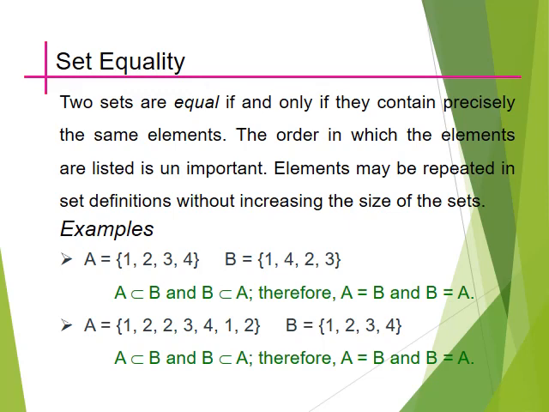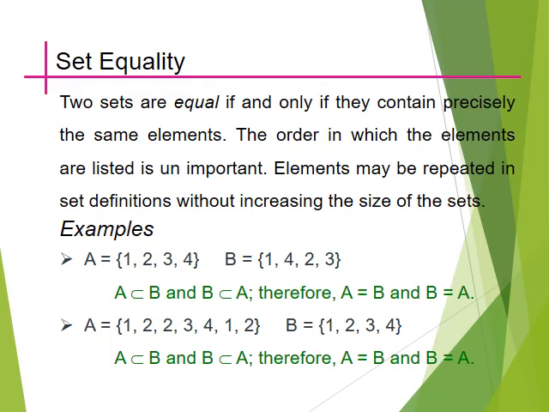For example, we have the set A as {1, 2, 3, 4} and set B as {1, 4, 2, 3}. Here you can see that both sets contain the same number of elements and the same elements. Here we can say A is a subset of B, and B is a subset of A. Therefore, we can say A is equal to B and B is equal to A.